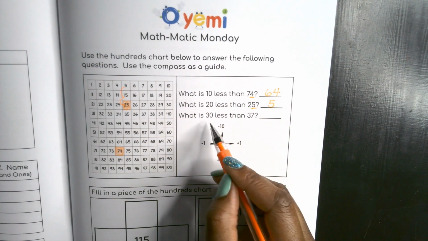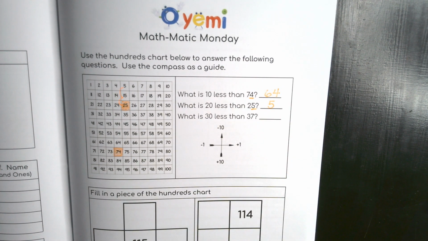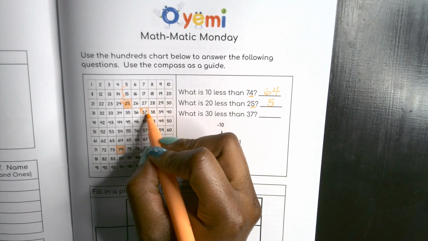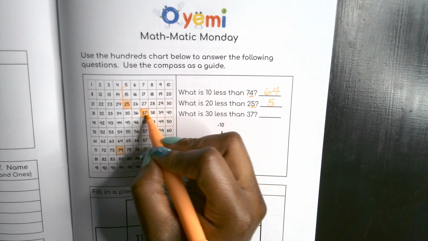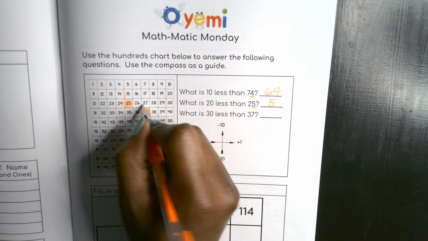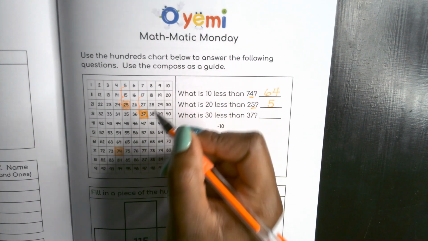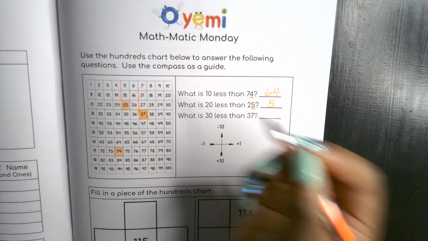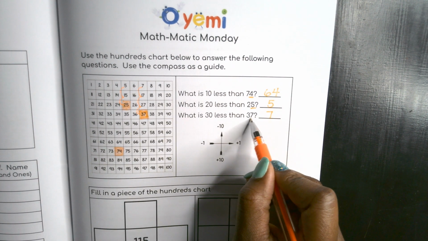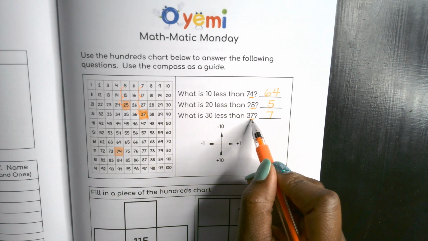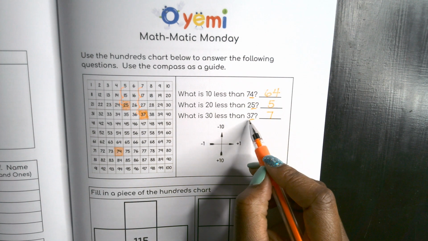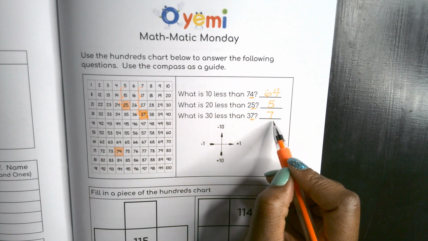And then here I have 30 less than 37. So here I have 37. I'm going to highlight it. And if I do 30 less, I have 10 less, another 10, 20 less, another 10, 30 less. Checks out again. 37 minus this 30, so less than, would give me 7. My ones place stays the same.